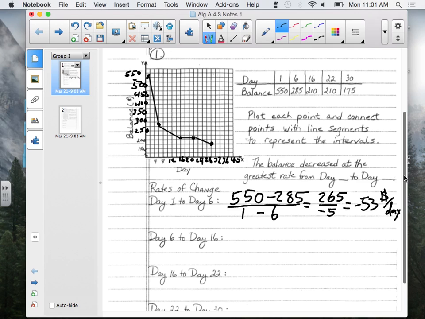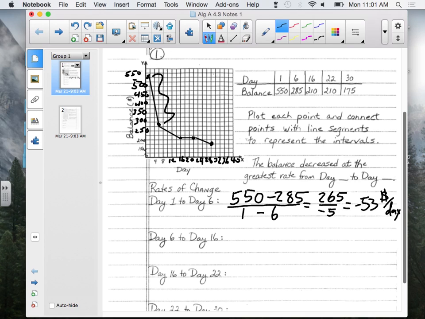Let's talk about them in their order, going from left to right. Which line segment is it? 550 to 285. Yeah, so the first line segment, correct? The one that looks the steepest? Is that what you're trying to say goes down the fastest? Okay, so what you just found is that it represents a negative $53 per day, a drop in the account of an average of $53 every day.